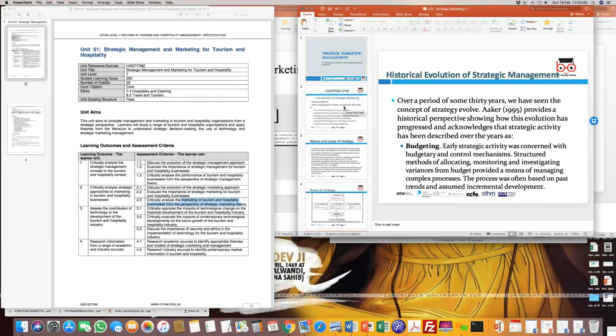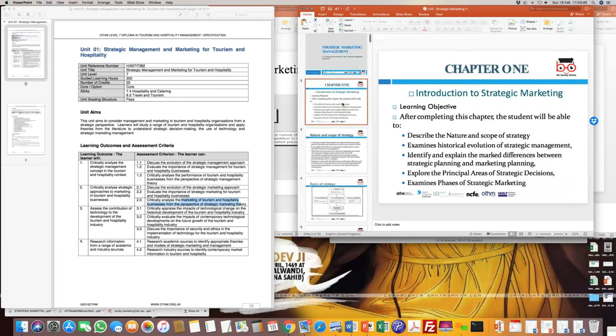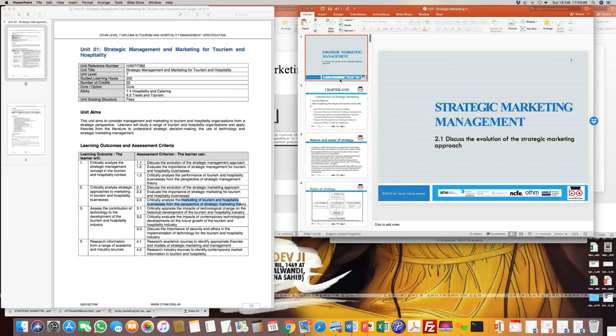Now let's look at running through a few slides. This is a presentation I'm going to send to you, which talks about strategic management. This is something that you need to understand, which is task 2.1, because it talks about the evolution of the marketing approach and why it is important within the tourism sector.